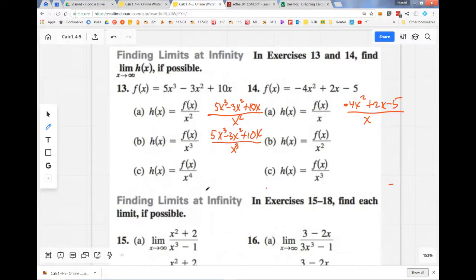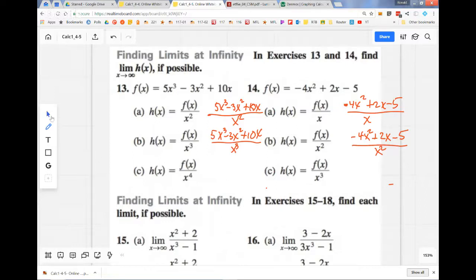Five. Yep. Thank you. Sorry I put you on the spot there, but your rule works. Let's take a look at 14b. So we take this negative 4x squared plus 2x minus 5, and it's over x squared. Notice here too, we have a tie. Therefore, it's the limit of the coefficients. What are the coefficients? Negative 4 over 1. So that limit should be negative 4.